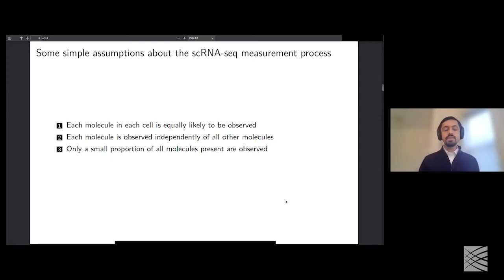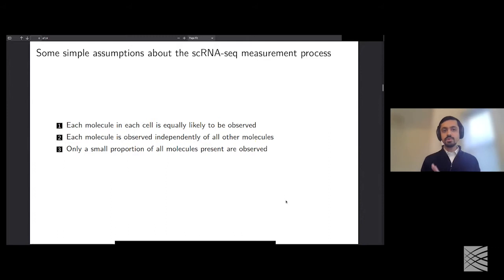And the third assumption is that only a small proportion of all the molecules present are observed. So I'm not going to draw all 1 million of these molecules. I'm only going to draw, let's say, order of magnitude 10,000 in a typical experiment, and this is a small fraction of the total pool that I could have drawn from. So these are relatively weak assumptions, except for the first one. And I'll say in a moment what happens when these assumptions don't hold.